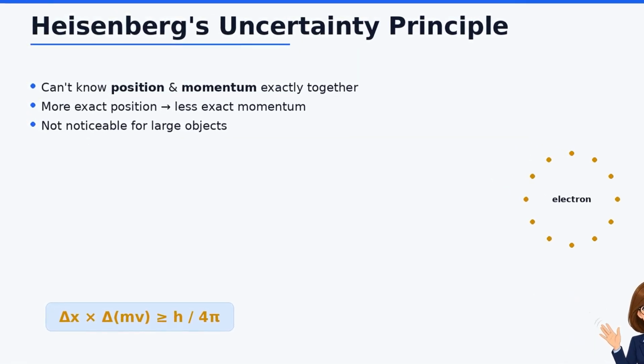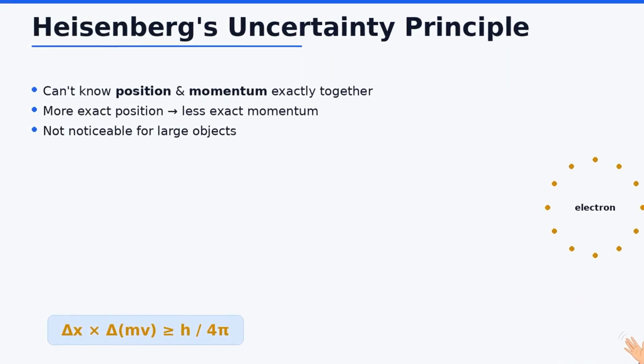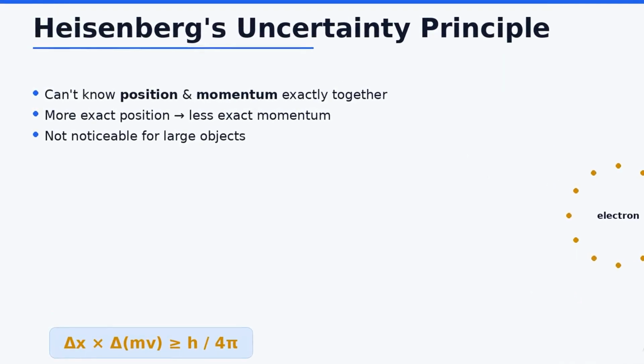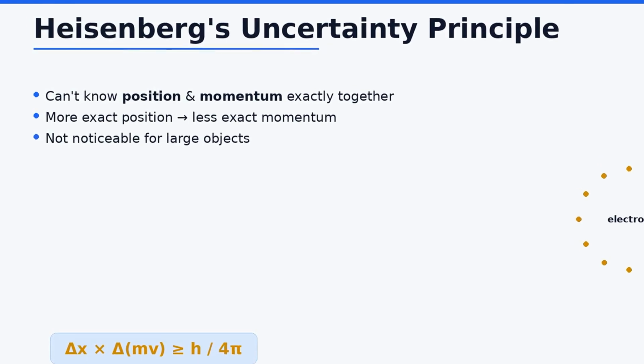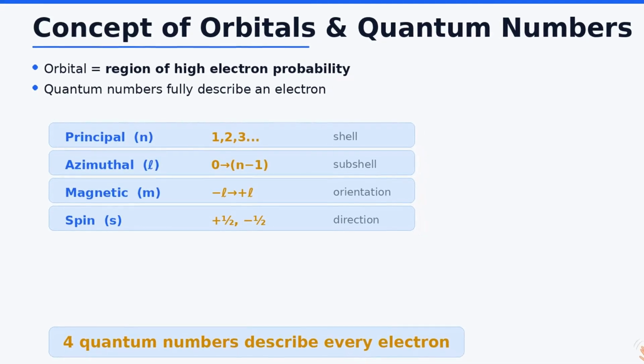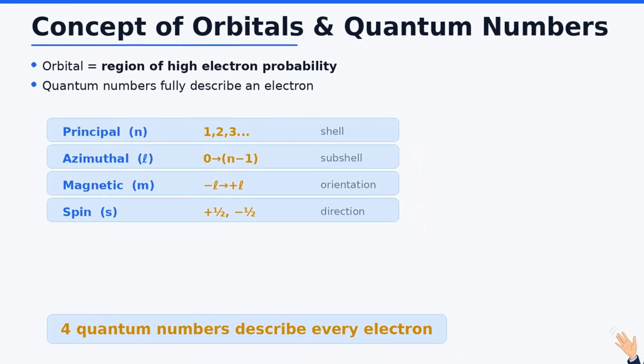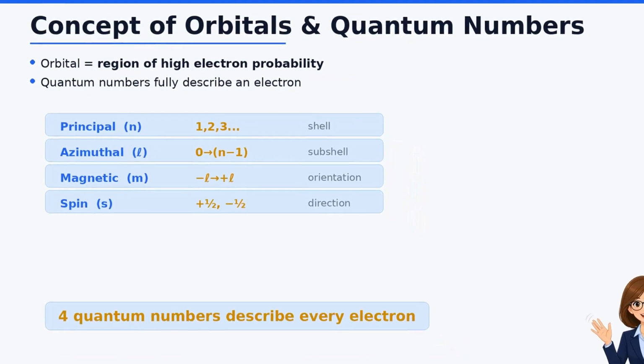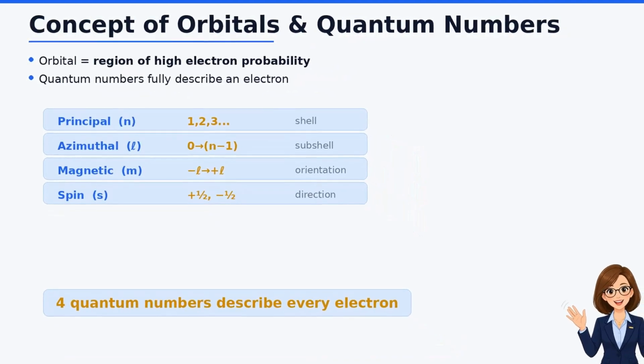Then comes the surprising Heisenberg uncertainty principle. It tells us we cannot know both the exact position and exact momentum of a tiny particle at the same time. The product of their uncertainties is always greater than or equal to h over 4 pi. For big objects, we don't notice it, but for electrons, it's very important. Instead of fixed orbits, we now talk about orbitals, regions where electrons are most likely to be found.